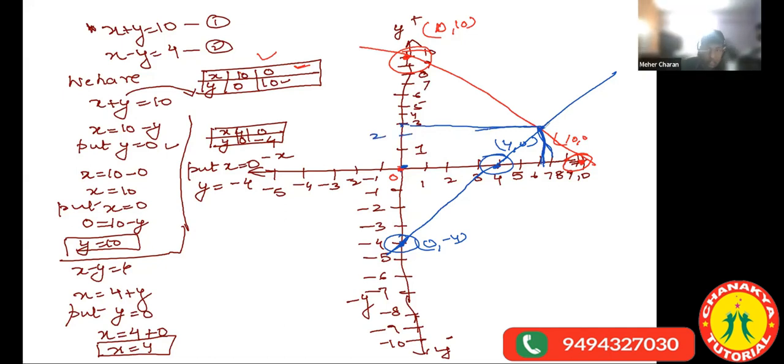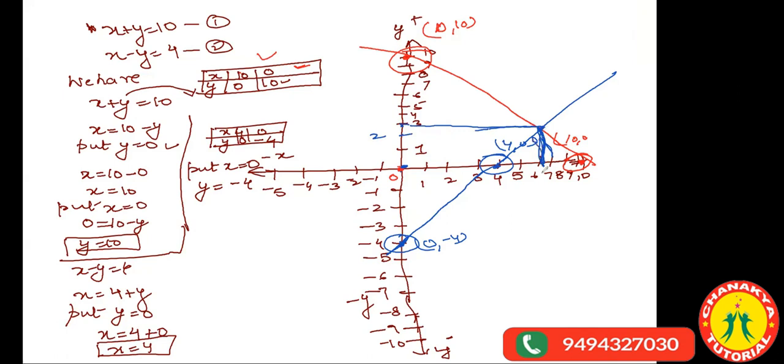Ma'am, is the value of x coming 7? Yes, x coming 7. So the value of x is 7 and the value of y is 3. Or you can check your answer. See, in both the equations, when x is 7 and y is 3, then you have got 10. Now, here 7 minus 3, 4. So that means our values are correct. Understood, children? Kindly show your thumbs up.